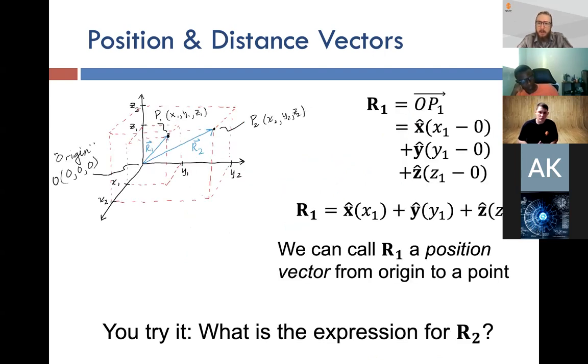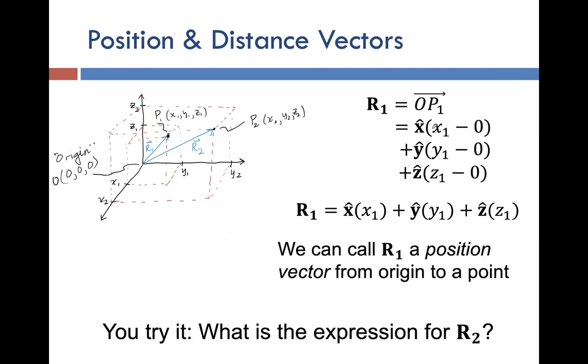And we can do that by subtracting the point that they go to minus the origin. So in this case, for R1, it's very simple. We just take the point P1 and the origin and subtract it. So if you have a vector that starts at the origin and ends at some point, and you know the coordinates of the point that it ends at, we can compute a vector using this information.